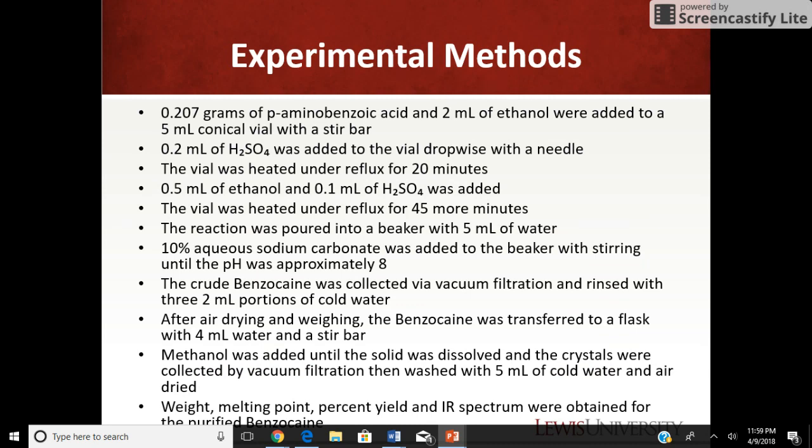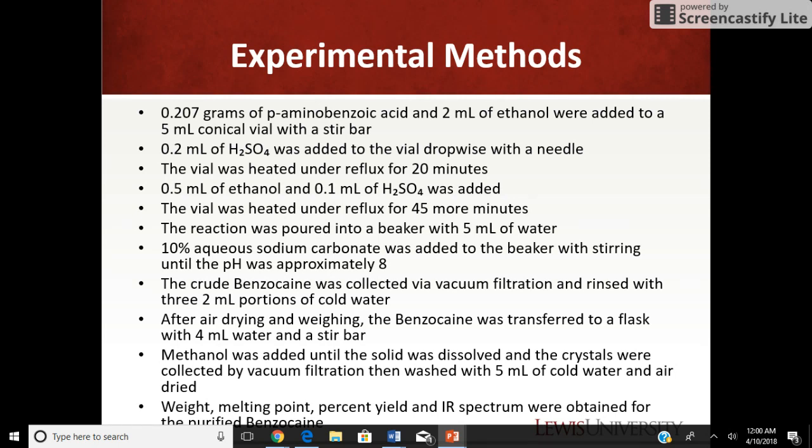So the experimental methods, this looks scary, but essentially we added p-aminobenzoic acid and ethanol to a conical vial. We then added sulfuric acid dropwise. It was heated under reflux for 20 minutes. Since the solution didn't clear up right away, more ethanol and more sulfuric acid were added. The reaction was then again heated for 45 more minutes.